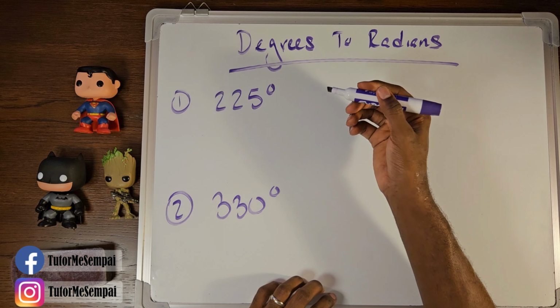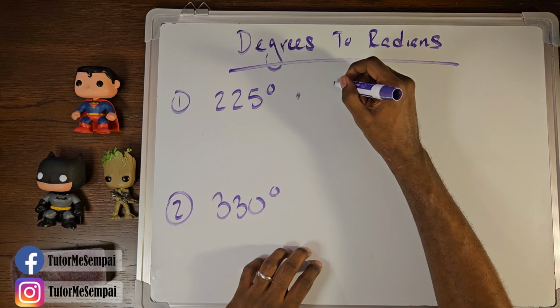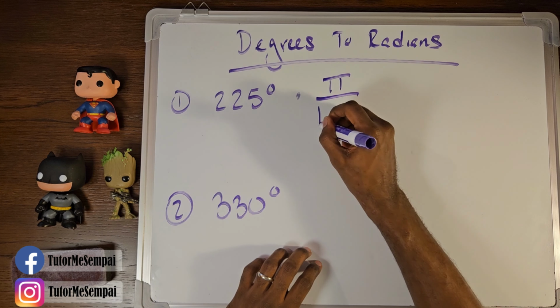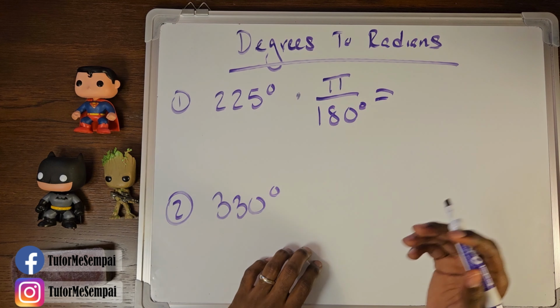So we simply multiply where we're starting from by our conversion fraction, which is going to be that pi over 180 degrees. And make sure you put your degrees there. And we're going to see what that gives us.